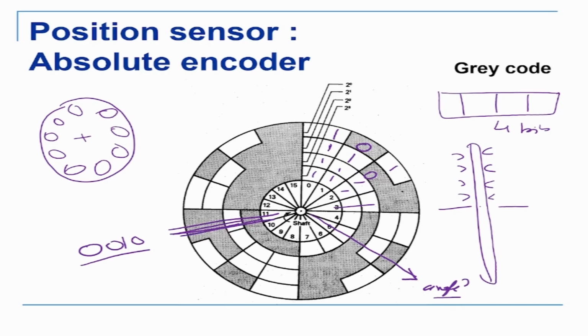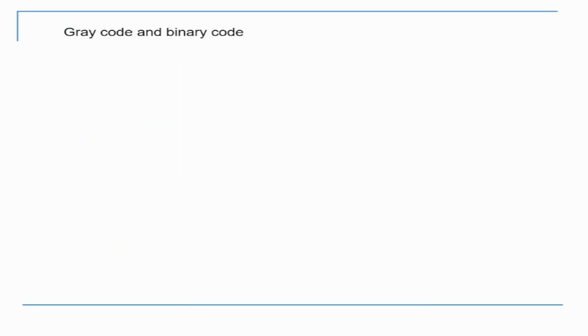However, this encoder is not normally used because you have 4 bits, which means you have to keep track of these 4 bits, and the electronics becomes more expensive. The controller becomes more expensive, and it's not required. So what is done? We use an incremental encoder with a limit switch to measure position.